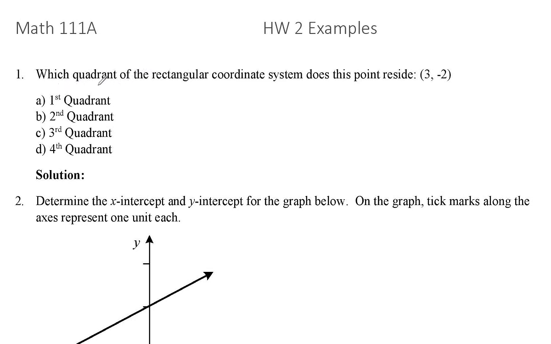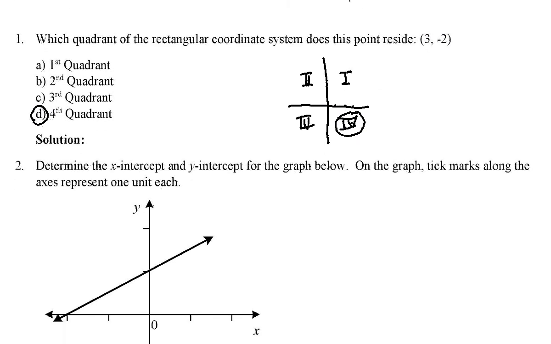Problem 1, they want to know which quadrant of the coordinate system the point (3, -2) is in. Remember that your quadrants go counterclockwise, starting with the upper right, so quadrant 1, 2, 3, and 4. We want to locate the point (3, -2): 3 to the right, and 2 down. That's going to put us in quadrant 4, the fourth quadrant. Not a whole lot of work to show there.